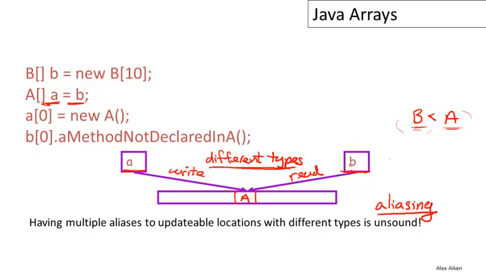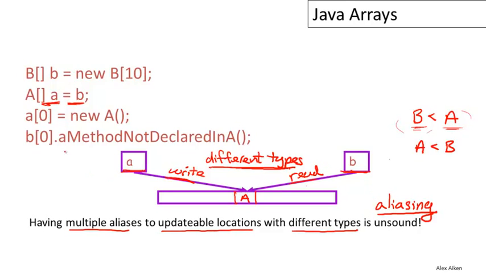And you can see that it doesn't help if we swap the roles of A and B. If we reverse the subtyping relationship so that A was a subtype of B, we get exactly the same problem because aliasing is symmetric. Then we would just do the write through the B pointer and the read out of the A pointer, swapping the roles of the reads and writes here, and we'd have exactly the same problem. So in general, multiple aliases to updatable locations with different types is unsound.